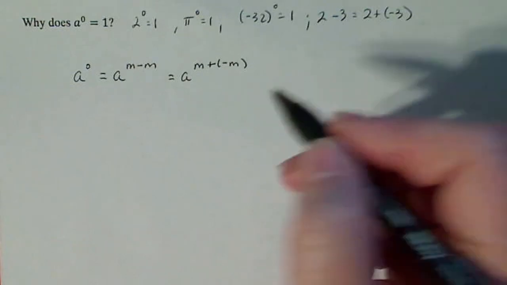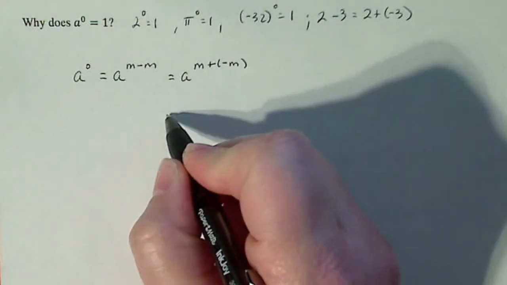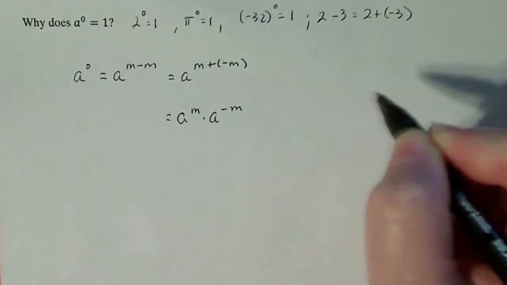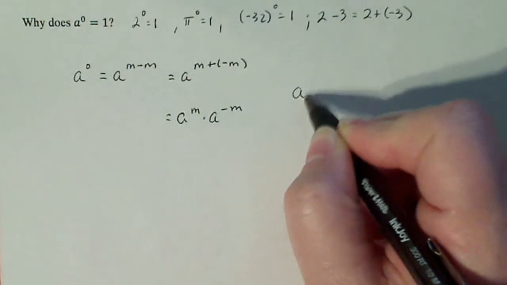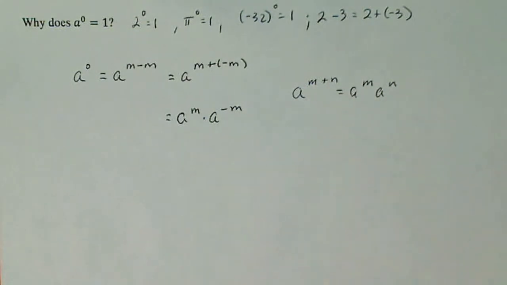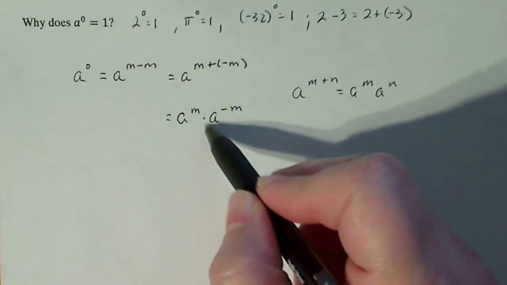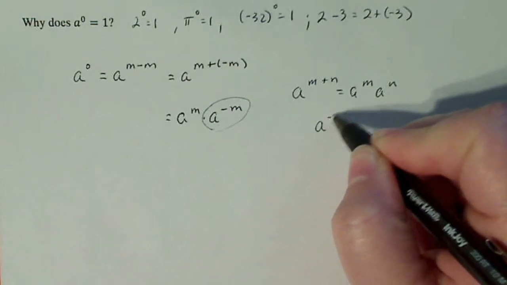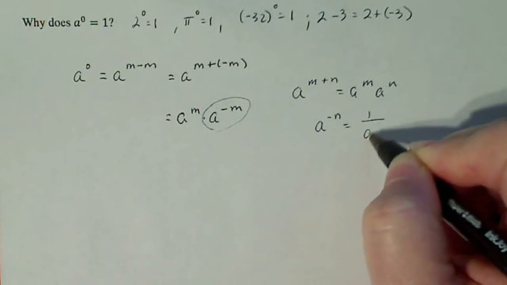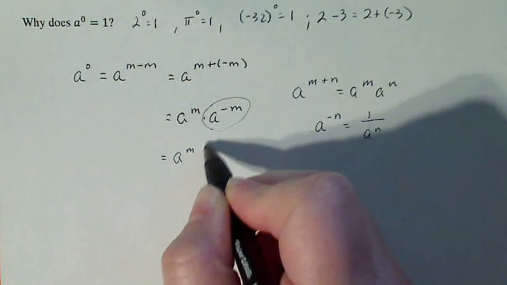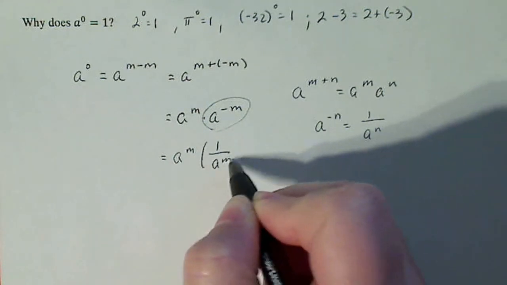So now I can rewrite that using a rule of exponents. I can rewrite that as a to the m times a to the minus m. That's using the rule that says a to the m plus n is a to the m times a to the n. Now I want to write this with a positive power. And we know that a to the minus n equals 1 over a to the n. So I'm going to use that rule next. That's equal to a to the m times 1 over a to the m.